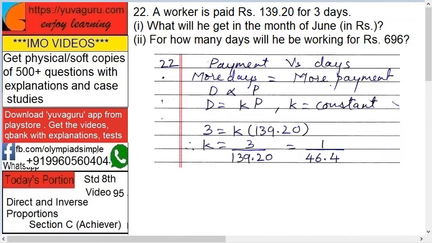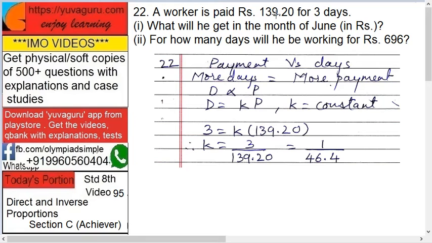A worker is paid rupees 139.2 for 3 days. What will he get in the month of June in rupees? Now June has how many days? Count that. And the second question is, how many days will he be working for rupees 696? Okay, there are two sub questions.